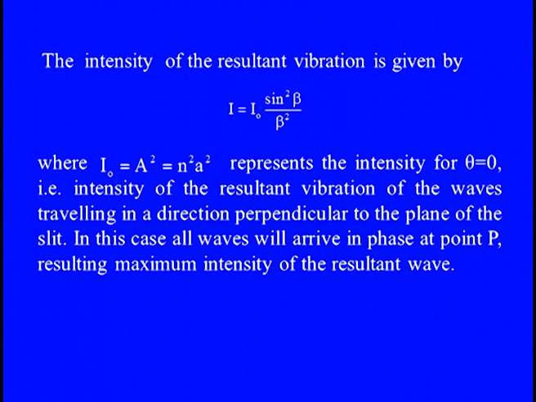The intensity of the resultant vibration is given by I equal to I naught sin square beta by beta square, where I naught is equal to capital A square, which is equal to n square into A square, and this represents the intensity for theta equal to 0. That is, the intensity of the resultant vibration of the waves travelling in a direction perpendicular to the plane of the slit. In this case, all waves will arrive in phase at point P, resulting in maximum intensity of the resultant wave.